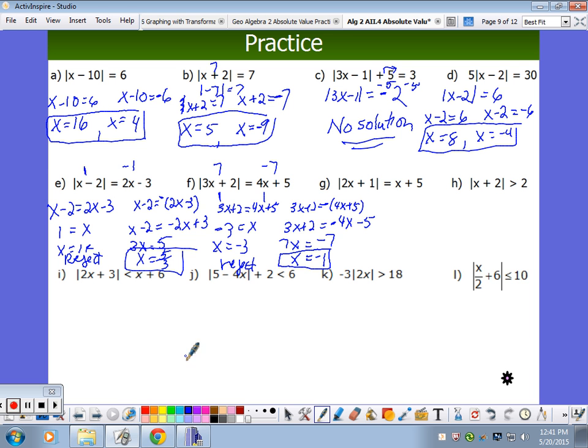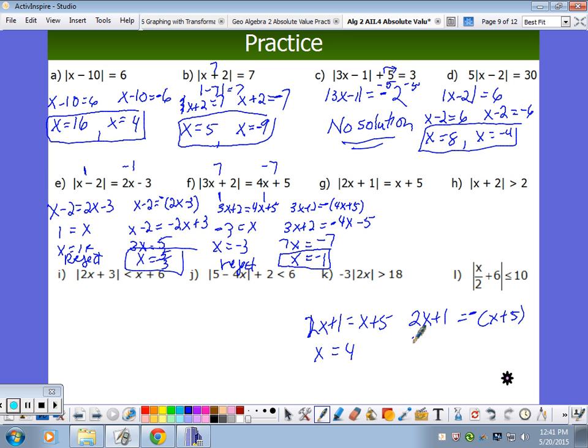Yeah, we have time. I'm going to do G before we go anywhere. So let's do G. I'll do it down here. So it could be that 2x plus 1 is x plus 5. Or it could be that 2x plus 1 was the negative of that value when we took its absolute value. So let's solve this one. That becomes an x is 4.